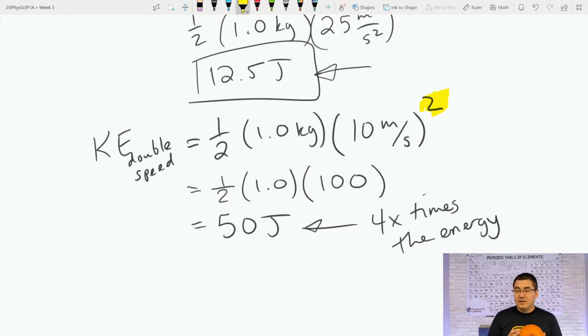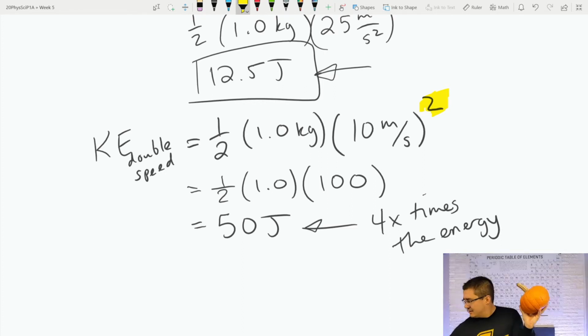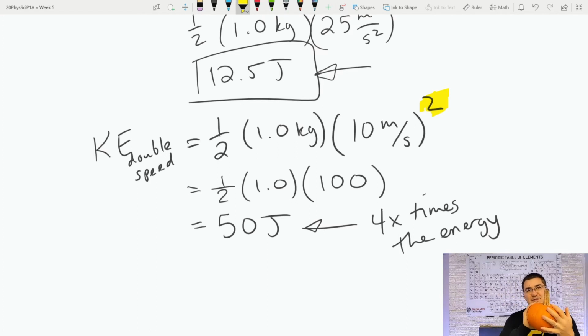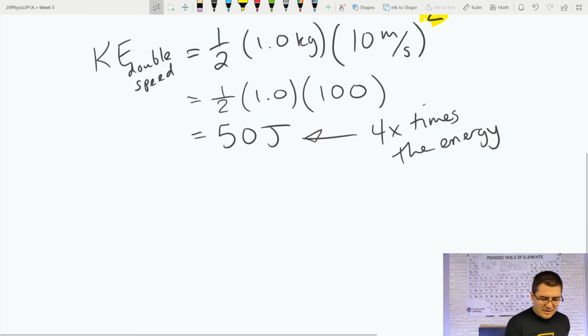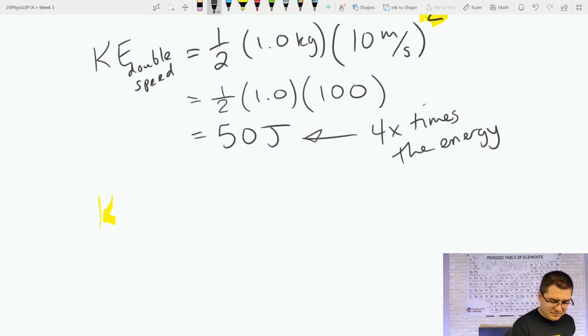Now what happens when you double the mass? So let's take the big pumpkin. Say I can toss this thing 10 meters per second, so I'm doubling the mass this time. What's that going to do to my kinetic energy?